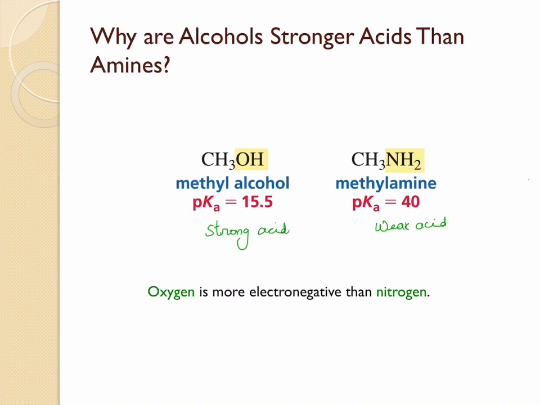Why is this alcohol going to behave as a strong acid compared to an amine? The reason is the atom where the hydrogen is attached to. Here, the hydrogen is attached to an oxygen, which is more electronegative, right? So oxygen is more electronegative compared to nitrogen, which means it's going to pull most of the electrons towards itself, leaving the hydrogen free, right? Therefore, since methyl alcohol has the ability to lose this hydrogen very easily, it's going to behave as a stronger acid compared to methylamine.